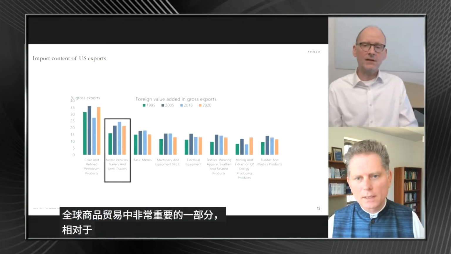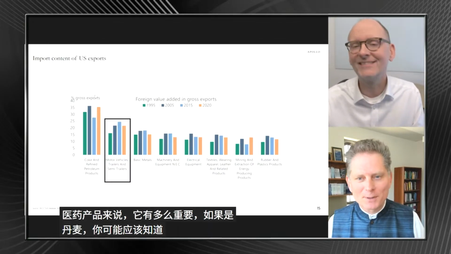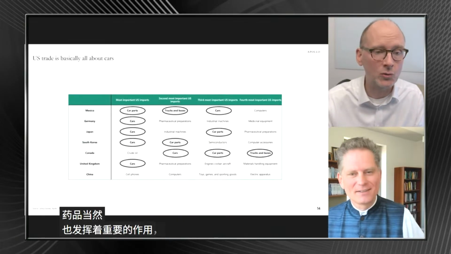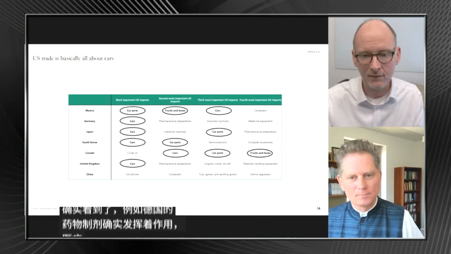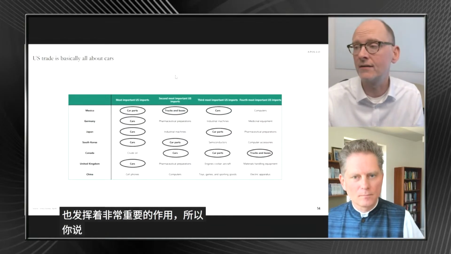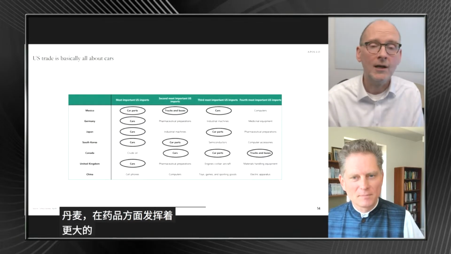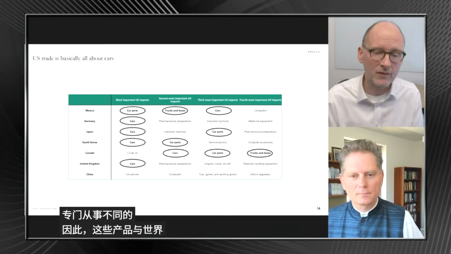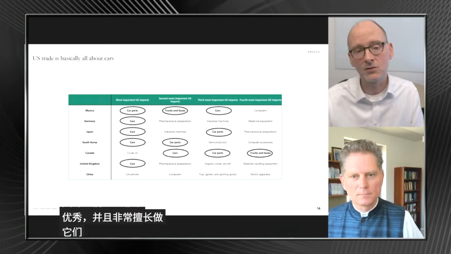How important are cars relative to pharmaceutical products? In particular, coming from Denmark, you probably should ask. Pharmaceuticals, of course, also play an important role, and you do see that. For example, for Germany, pharmaceutical preparations play a role, and medical equipment also plays a very important role. So you're absolutely right, and there are certainly countries such as lovely Denmark where pharmaceuticals play a bigger role. That's an example of countries specializing in different things and therefore trading with the rest of the world, because they have become very good at what they do.